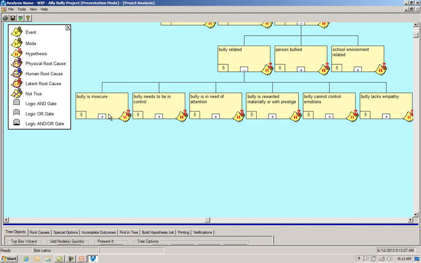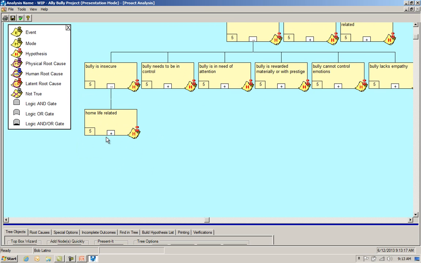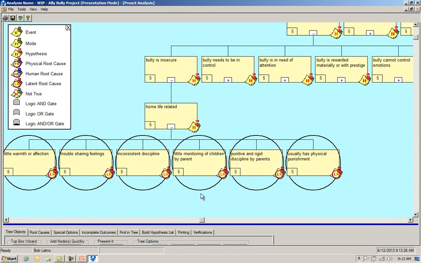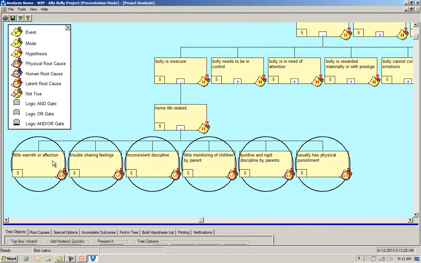So now I'm at a person level. I'm going to ask myself, why is the bully typically insecure? And this is going to be related back to the home life. So we leave the school and we go back to the home life. And we say, well, what about the home life could cause the bully to be insecure? And we find from our literature search that we have little warmth or affection at the home, trouble sharing our feelings, inconsistent discipline with the bully, little monitoring of the children by the parent, punitive and rigid discipline by the parents, and they usually have physical punishment.